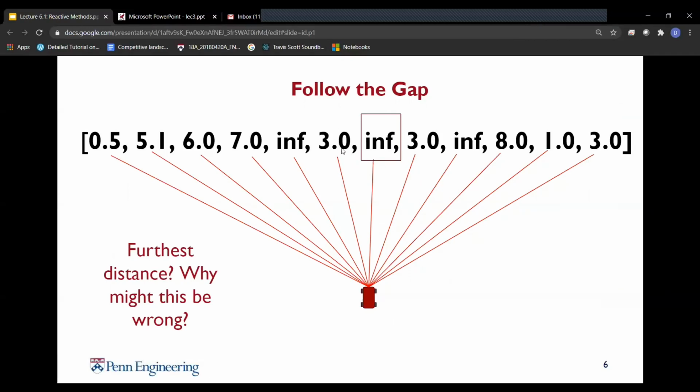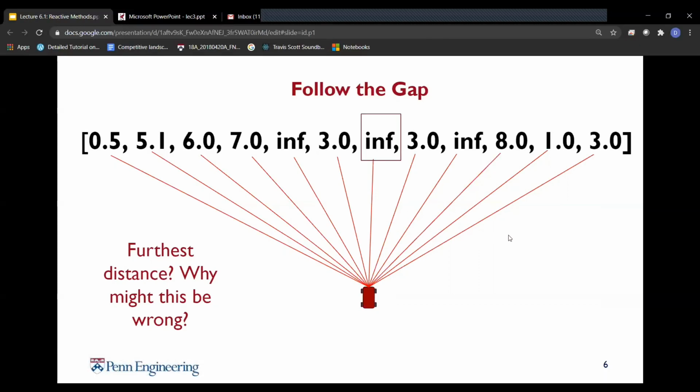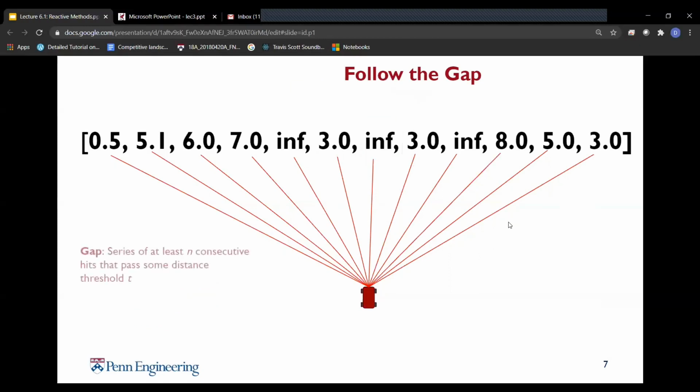And the furthest distance might be wrong. And why is that? You might want to pause here and figure out why that is. Well, the reason is because as it approaches this inf, it's going to get caught up by these two threes to the left and right of it. The ray passes through, but the car won't because it's too big. It's just going to get caught on these threes.